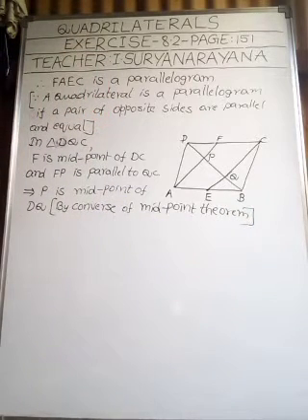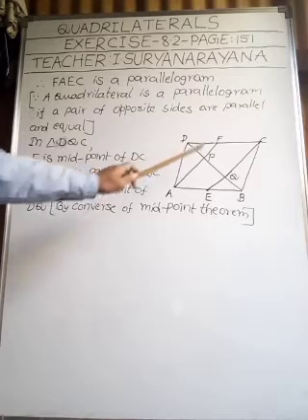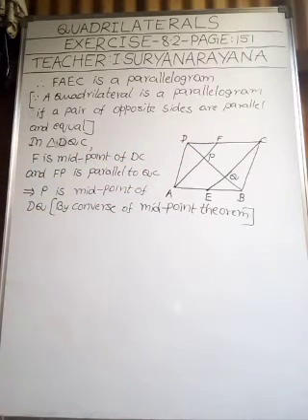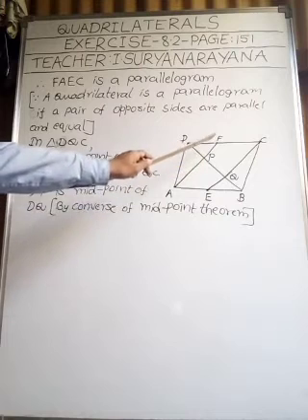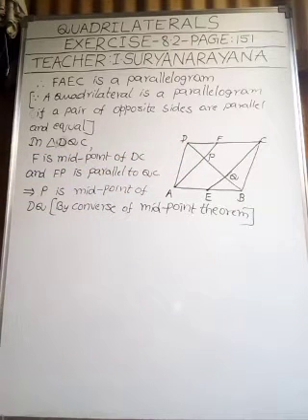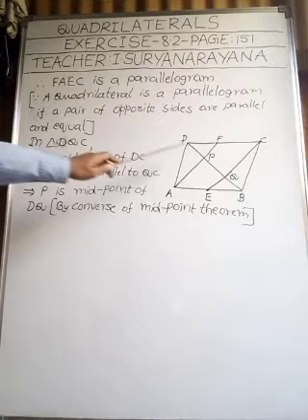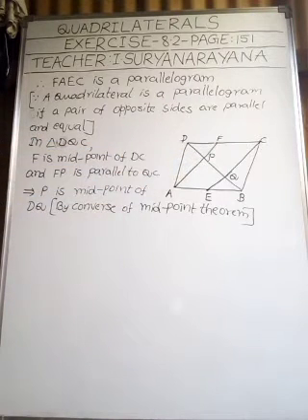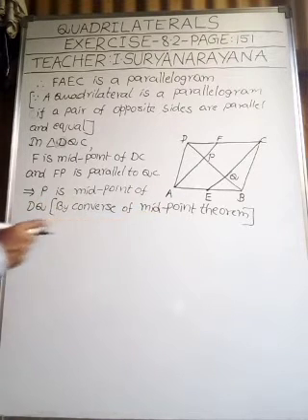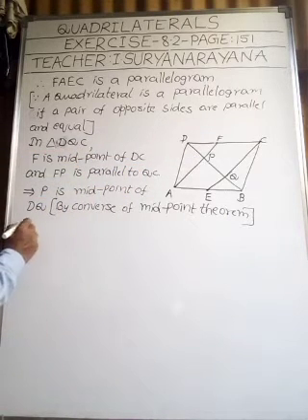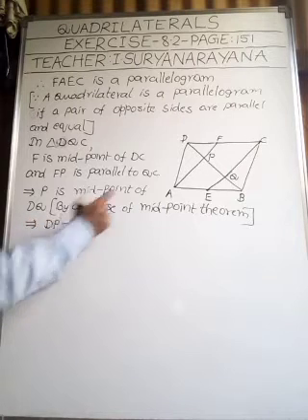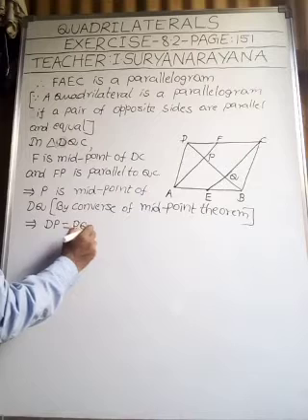The converse of the midpoint theorem says that if a line in a triangle is parallel to one side and passes through the midpoint of another side, then it also bisects the third side. So by the converse of the midpoint theorem, we can say that P is also the midpoint of DQ. This implies DP is equal to PQ.